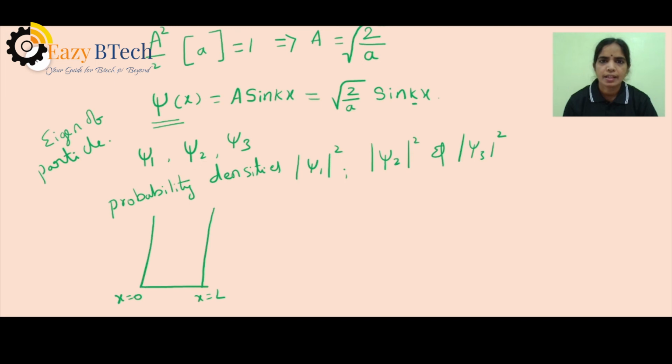Here you know that k is n pi by a. So for n equal to 1, it represents the first one, which is psi 1. If I go for the next, n equal to 2, it has a positive and a negative part. This is n equal to 2, which is psi 2. If I go for the next stage, this is n equal to 3, which represents the third one.